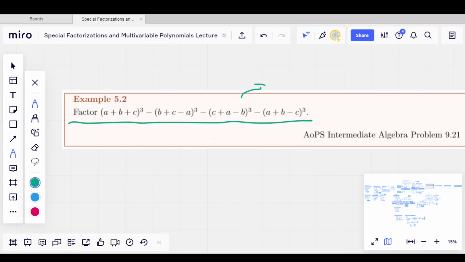I'll just say it's not as hard as it looks. It looks hard, it's not very hard. So factor (a+b+c)^3 and then all this. This is from intermediate algebra. Again, I credit Richard Rusczyk for making this textbook available for us mathletes. So thank you. Also try this problem.